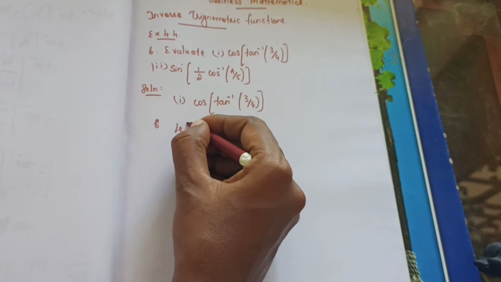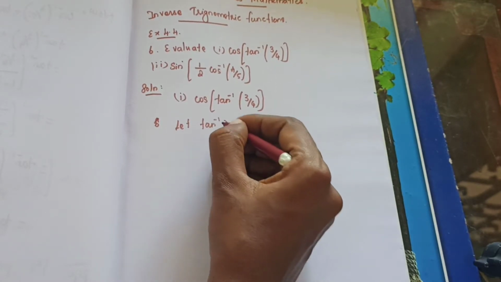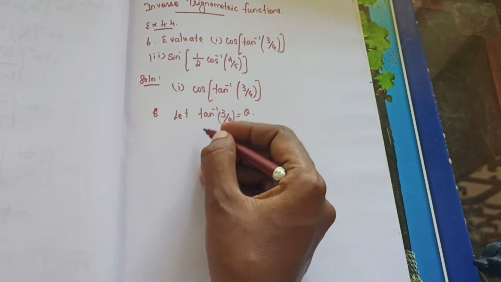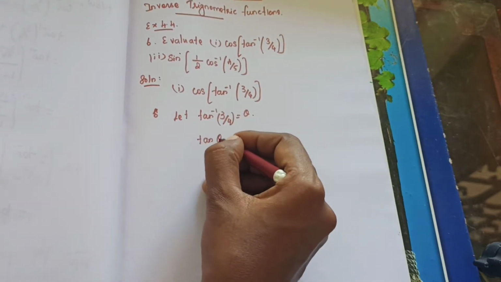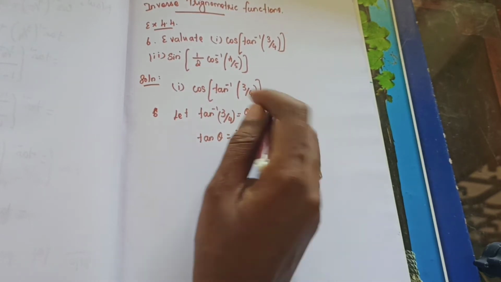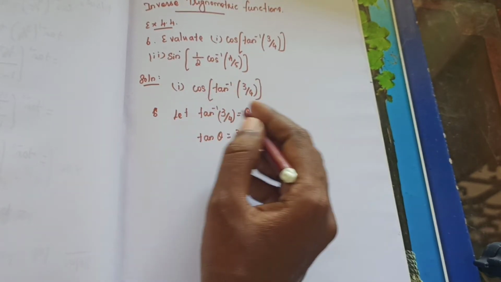Let's consider this: let tan inverse of 3 by 4 be theta, as in the example we have completed. If you bring this here, what will happen? Tan theta equals 3 by 4. Now you got the value of tan theta. But here cos also we need, so from this we can find the cos value.